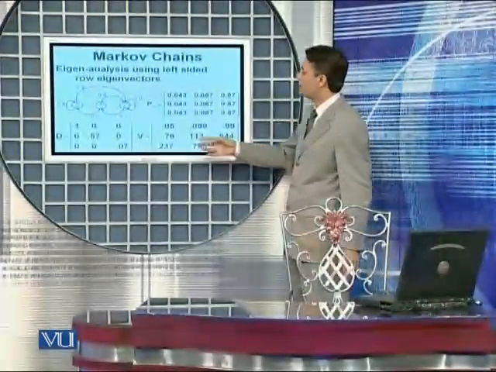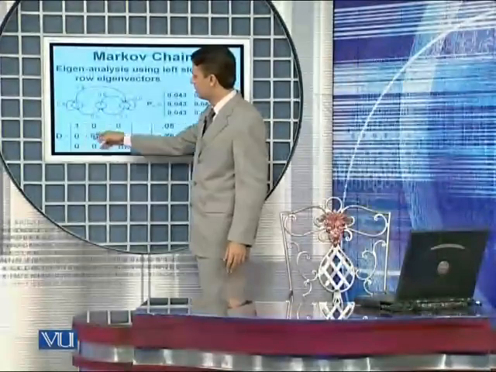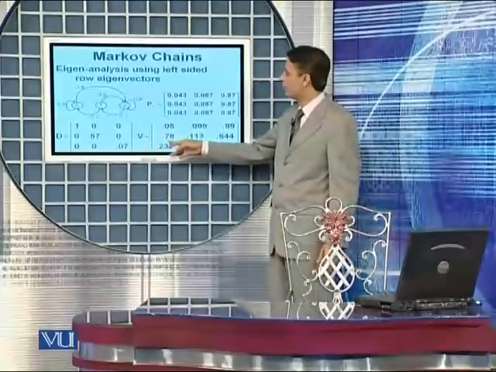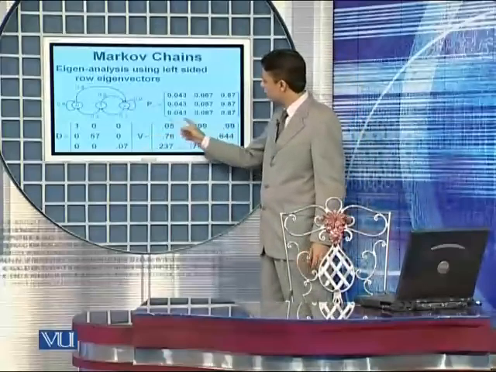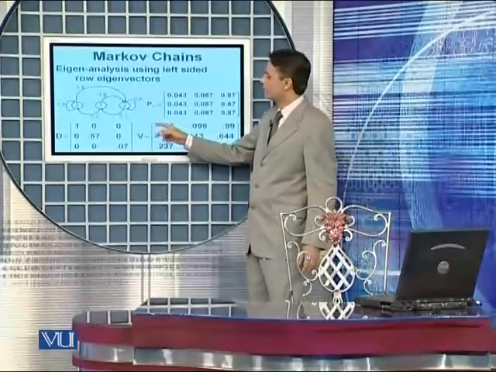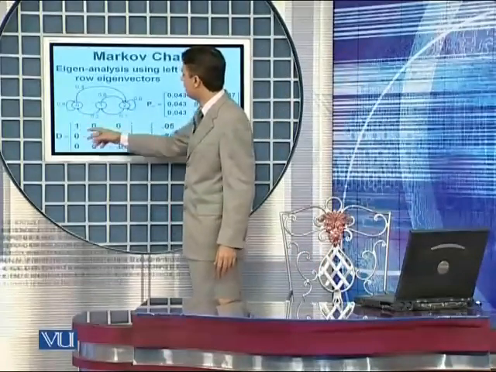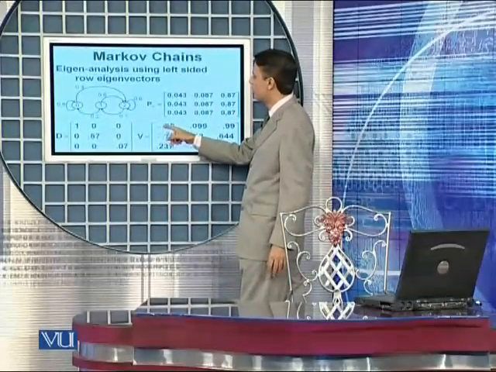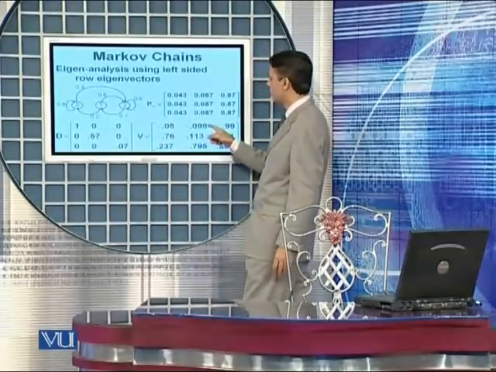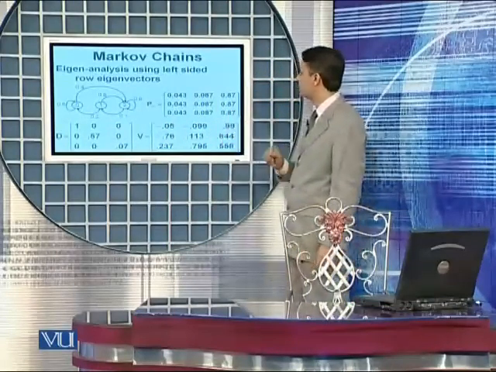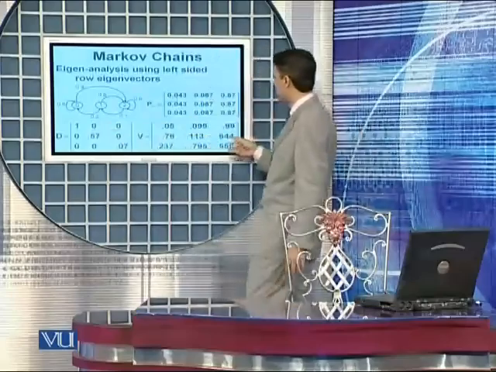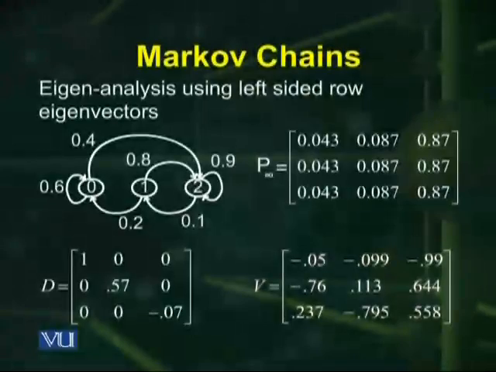If we do that, we get our diagonal matrix D, which has the same 3 eigenvalues in the main diagonal, and we get a matrix V. In this matrix, the rows are eigenvectors. Corresponding to the eigenvalue of 1, the top row has entries which are minus 0.05, minus 0.099 and minus 0.99. Corresponding to the other 2 eigenvalues, we have 2 other eigenvectors shown as the middle row and the bottom row.